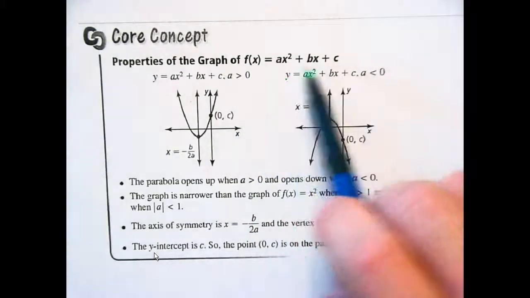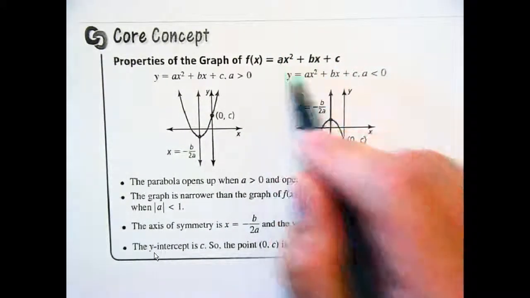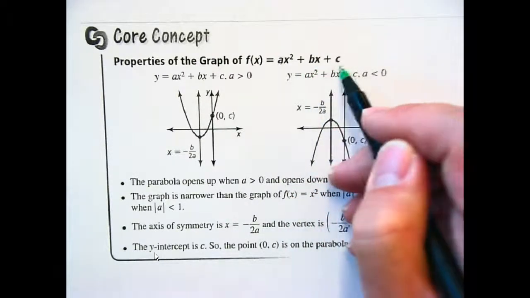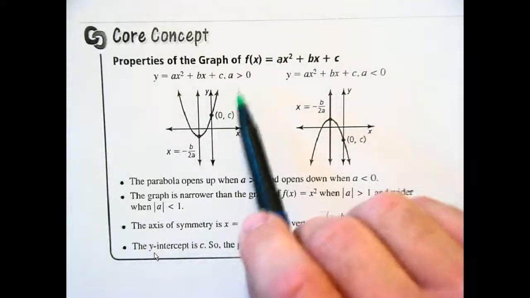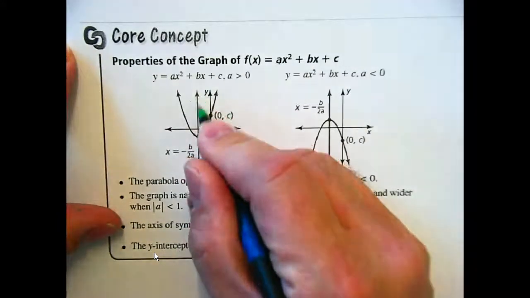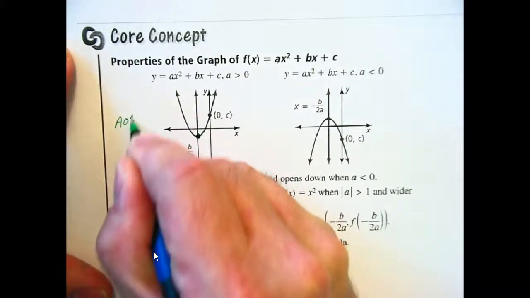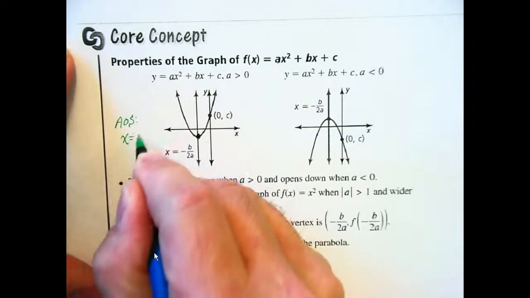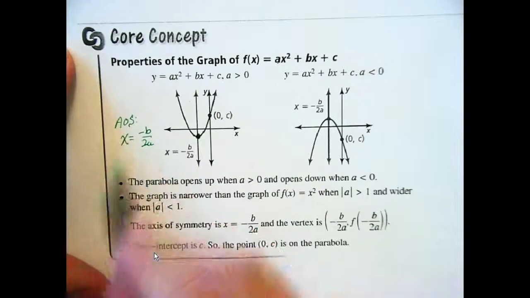Properties of the graph of a quadratic: f of x equals ax squared plus bx plus c. Okay, we studied this in algebra. The number attached to your x squared is a, attached to your x is b, and attached to your constant is called c. To find the x value of the vertex, and also to find the axis of symmetry, which I'll reference as AOS, the equation is x equals the opposite of b over 2a. So how many of you remember that from algebra?